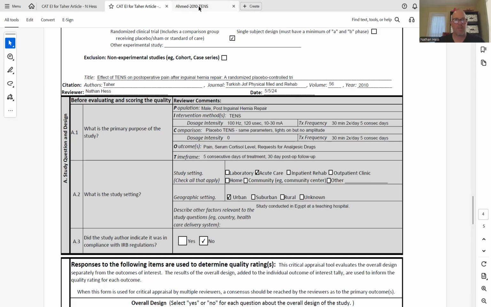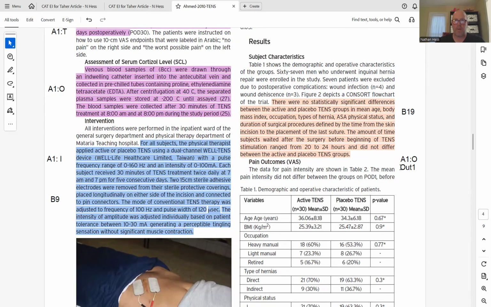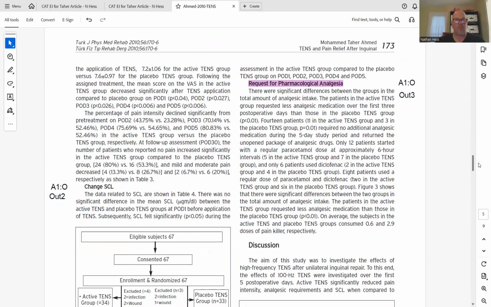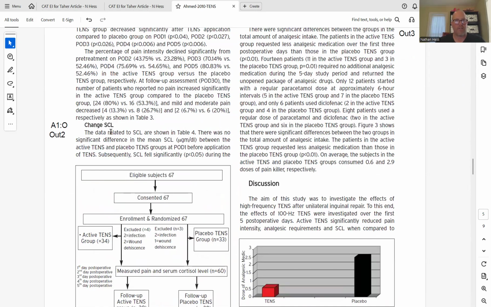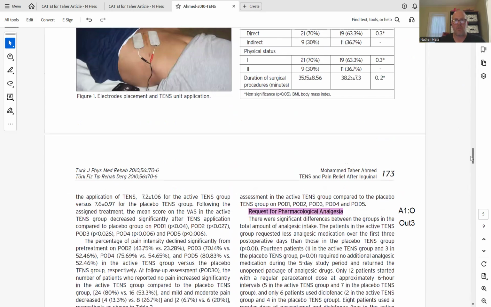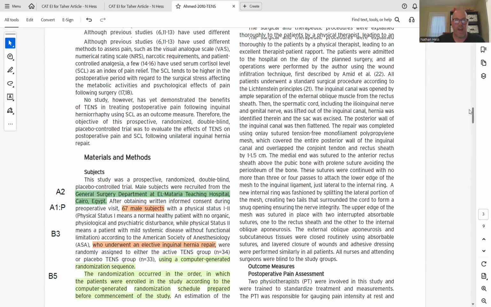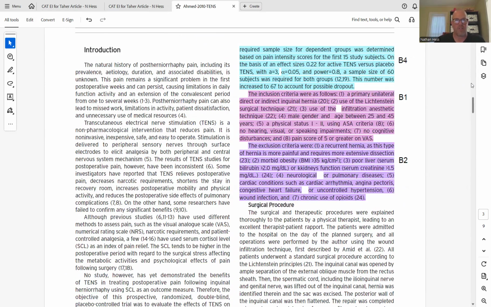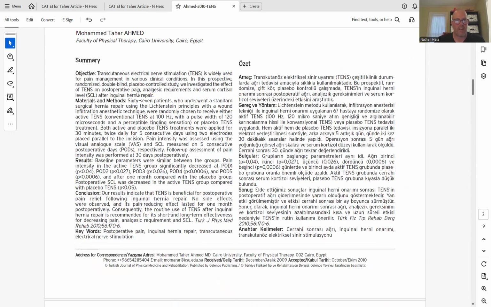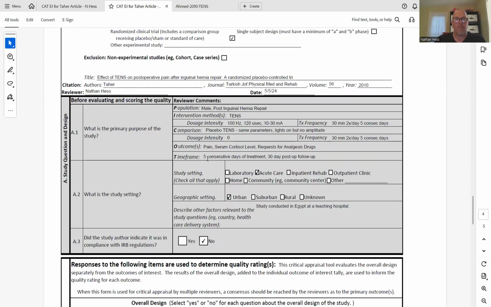The outcome, what were the outcomes that they used for this? There were three of them. They used pain, this visual analog scale of pain. They used the change in the serum cortisol level. That's what SCL means. And they used how often they asked for medication, like analgesic medication. Those are the three outcomes that they measured. And again, they're talking about all of these here in the results, but they also go through that in the materials, the methods themselves, as well as they tell you right in a lot of the information we're doing in this PICO is right here in the abstract for the article itself. Time frame, I already mentioned that.